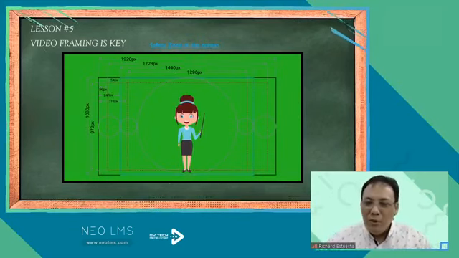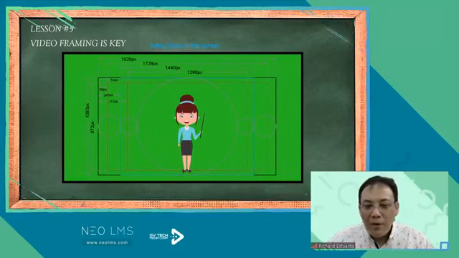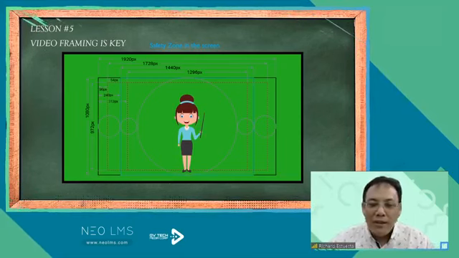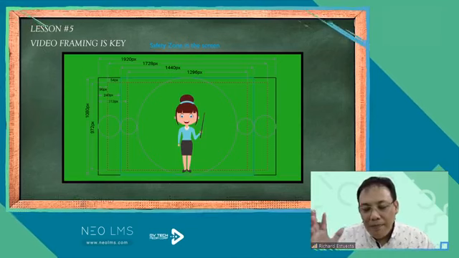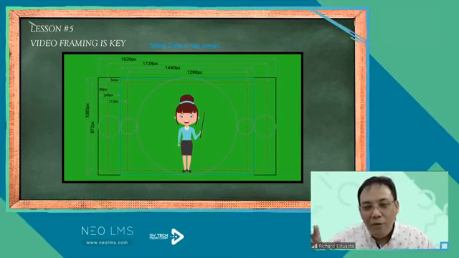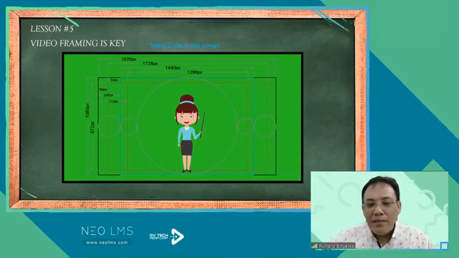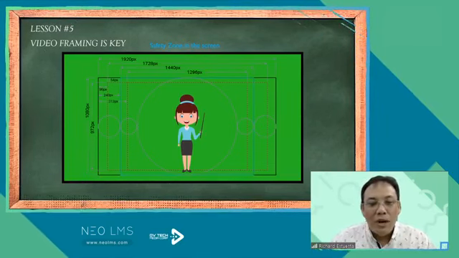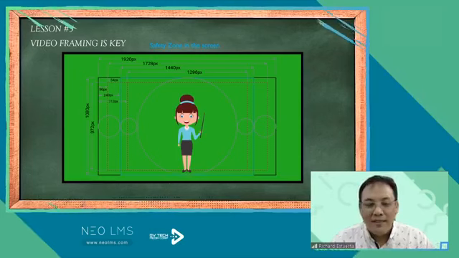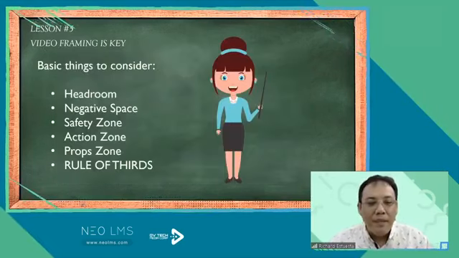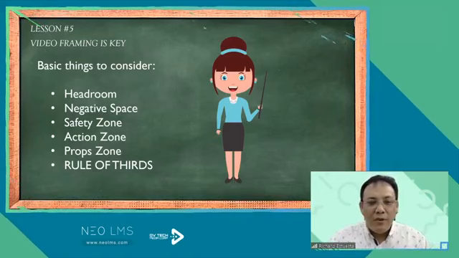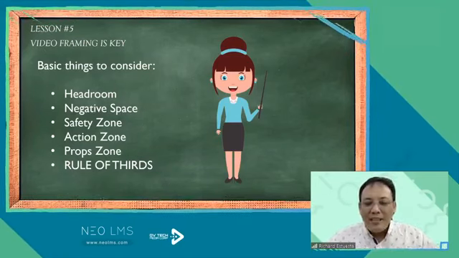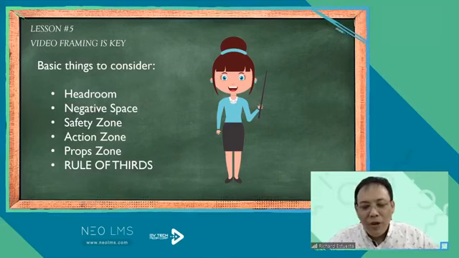You would be able to check this out on the web, but my rule of thumb is at least 10% left, right, bottom, and top are areas where you try to avoid putting elements, because that 10% sometimes gets out of screen, especially when you're watching it on TV or on some gadgets that have a frame. So the basic things to consider when it comes to video framing: headroom, negative space, the safety zone, action zone, prop zone, and of course the rule of thirds.